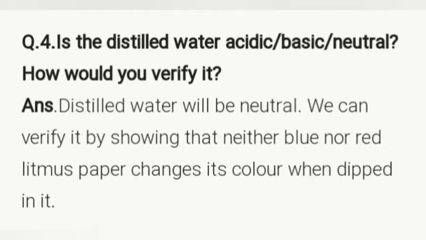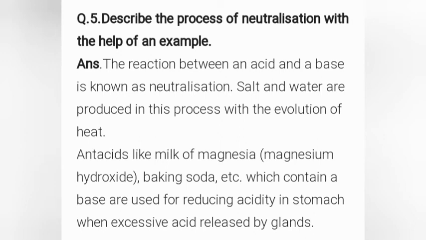And the fifth question is: describe the process of neutralization with the help of an example. The reaction between an acid and a base is known as neutralization. Salt and water are produced in the process with the evolution of heat. Antacids like milk of magnesia, magnesium hydroxide, baking soda, etc., which contain a base, are used for reducing acidity in the stomach when excess acid is released by glands.